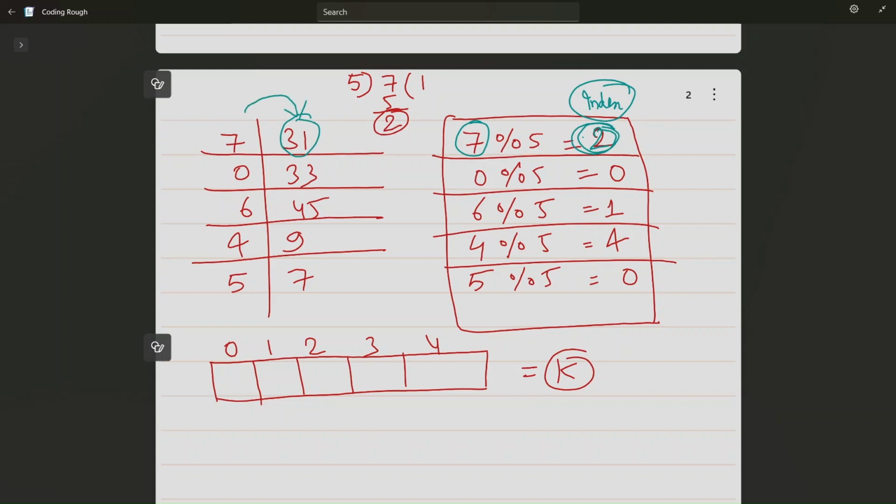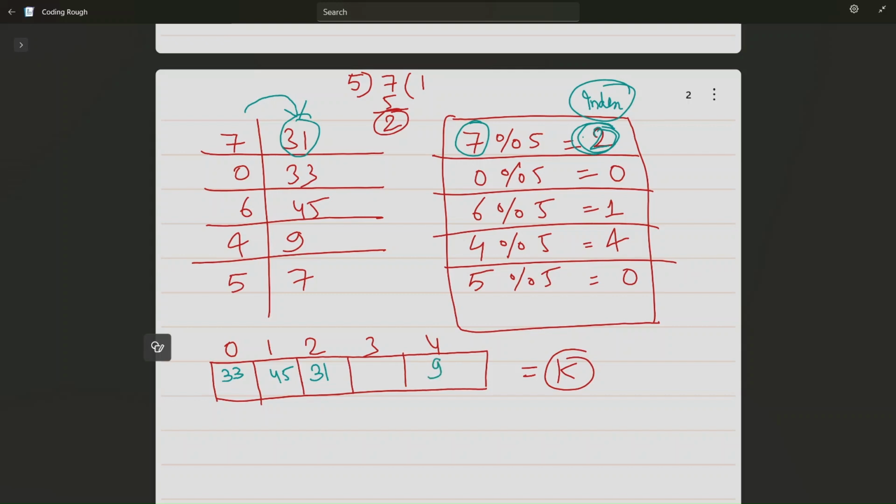Okay. So let's see. Now 7 is the key. We do a modulus operation with 5. The remainder we get is 2. So 2 is our index. So this is our 2, and we'll fill the value 31 over here. Similarly, for the 0, we got the index 0. So at index 0, we'll fill the value 33. Similarly, for the 6, we got the index 1. At index 1, we'll fill the value 45. Similarly, for 4, we got the index 4, and we'll fill the value 9.